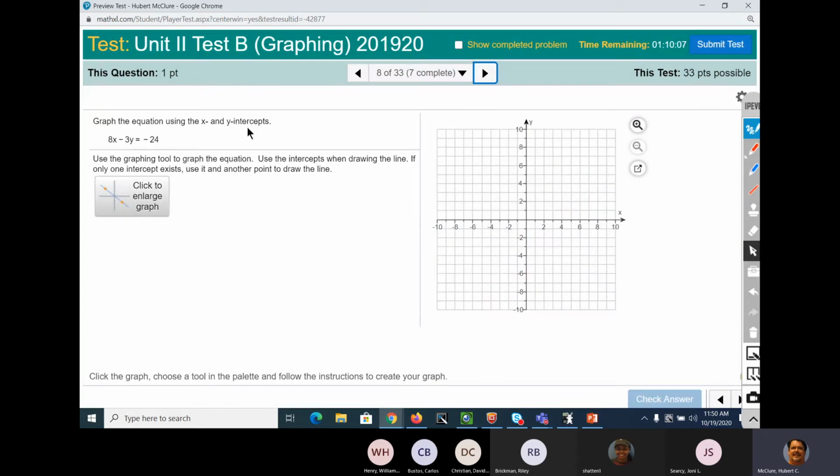Graph using X and Y intercepts. Which method? Method 1, 2, or 3? Two. Good job. 8X minus 3Y. Hurry up, Walt. And I'm going to use method 2 because it says X and Y intercepts.